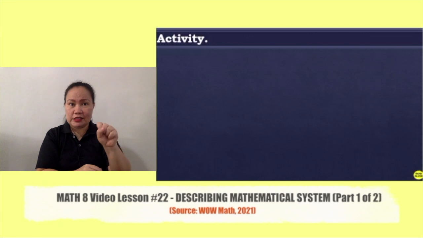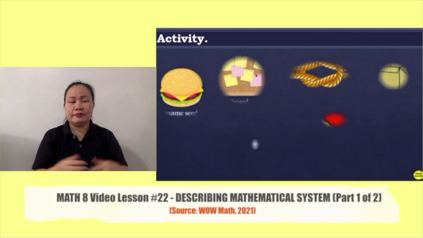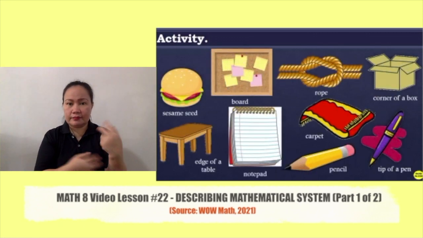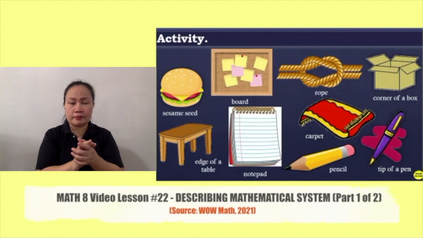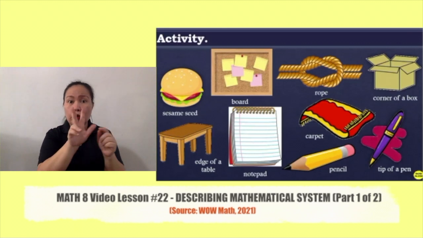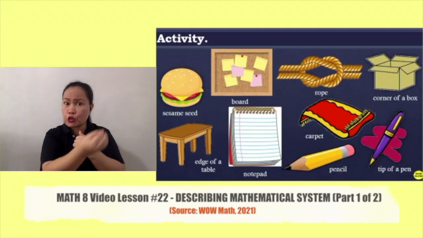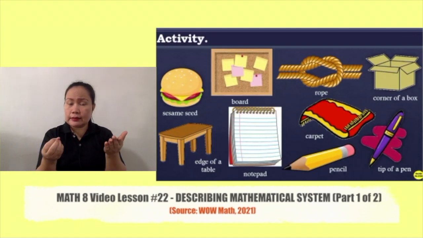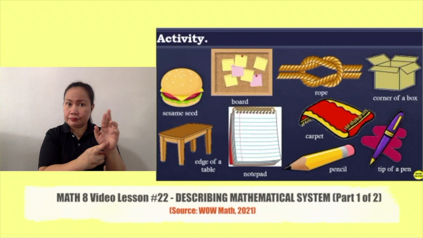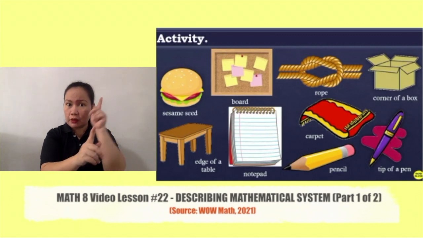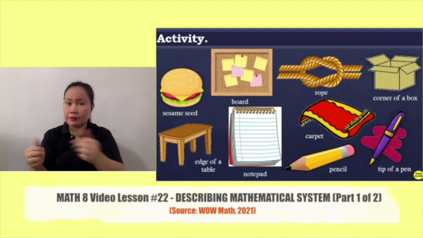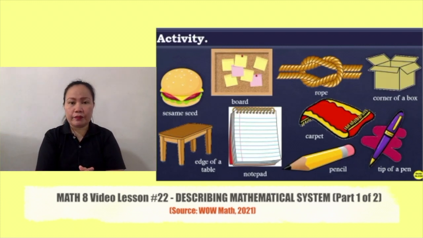So, let's start. Let's have first an activity. I have here a set of objects. Now, I want you to categorize these objects into 3 parts: the point, the line, and the plane. Which objects do you think is the best representation or a model of a point, line, and plane? So, alin kaya dito yung nagpapakita na ito ay point, ito ay line, at ito ay plane?